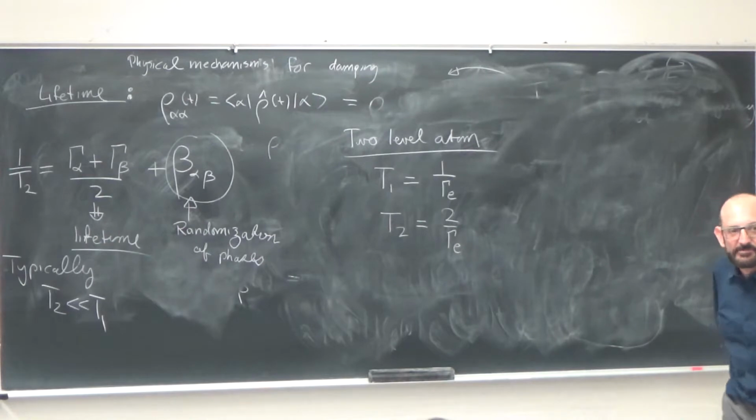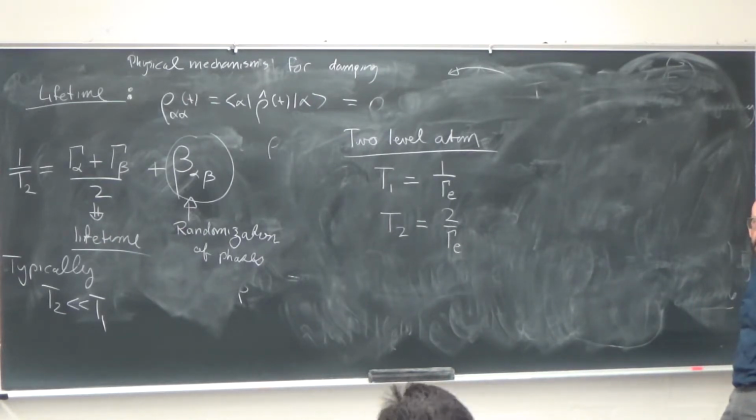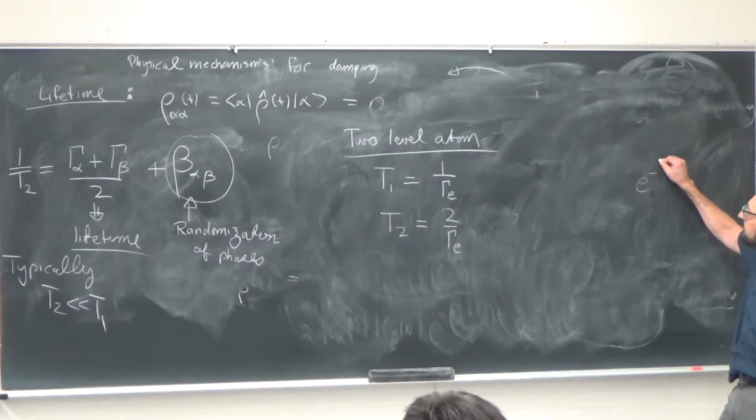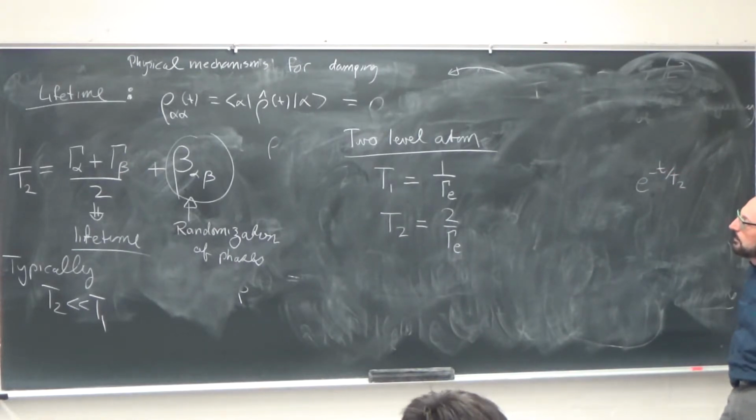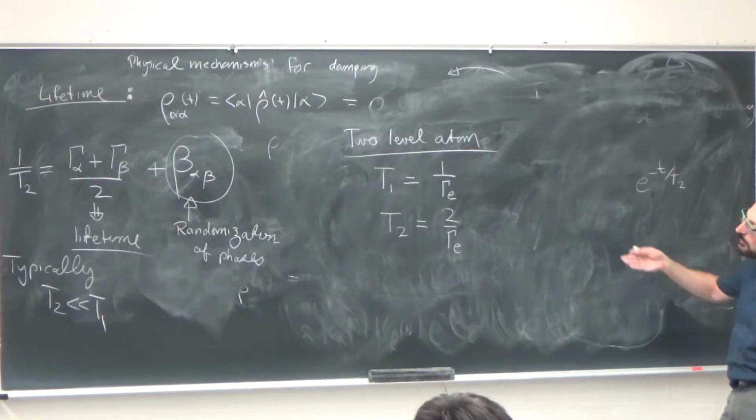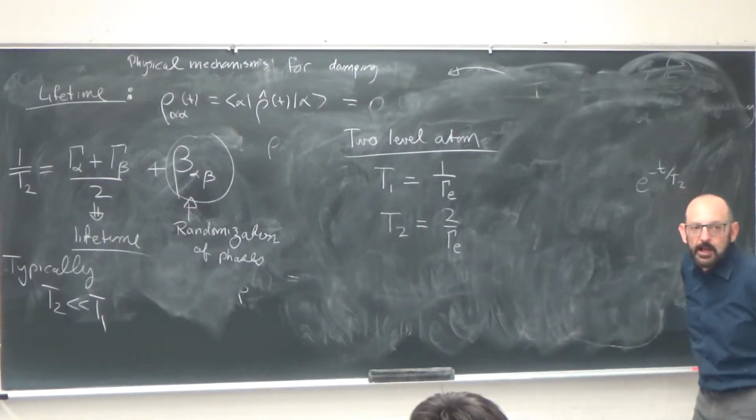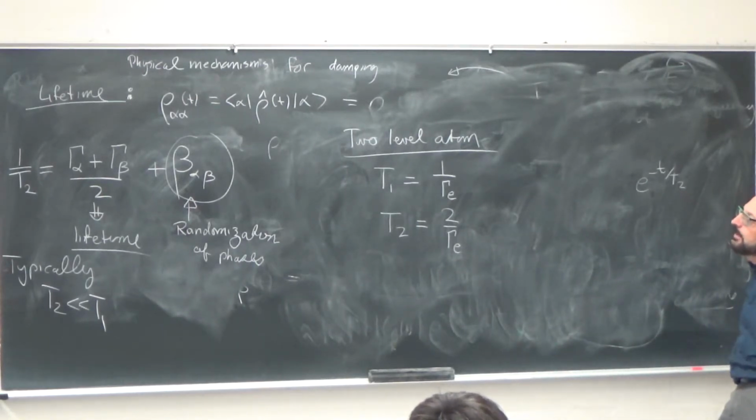So do the off-diagonal terms decay as e to the minus t over T2? That's correct. The off-diagonal elements will decay as t over T2, and the diagonal elements redistribute with T1. And this decays, in this case, with half the rate.